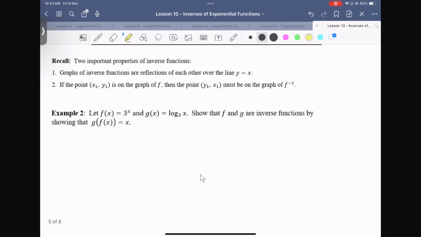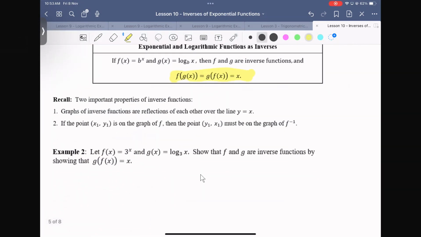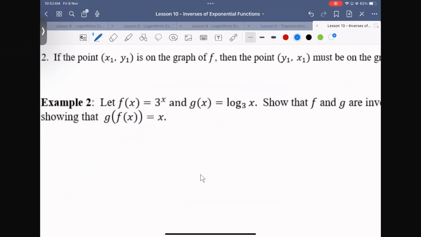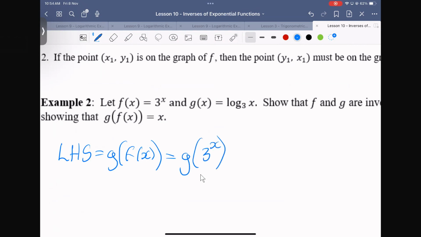So in example 2, we are going to let f of x equal 3 to the x and g of x equal log base 3 of x. And we have to show that f and g are inverses. So we can't use the property that they are inverses in order to make this proof. Let's do left-hand side, which is g of f of x, which is g of 3 to the x, which is log base 3 of 3 to the x.